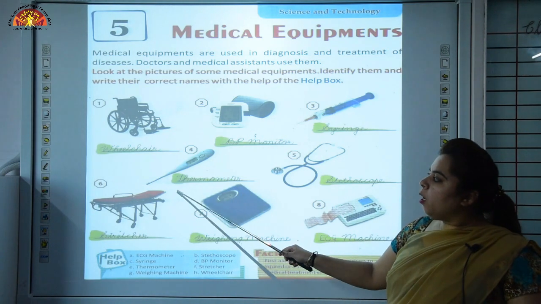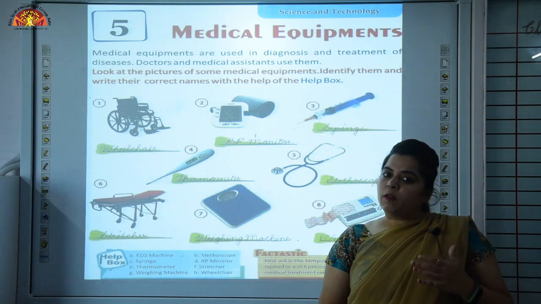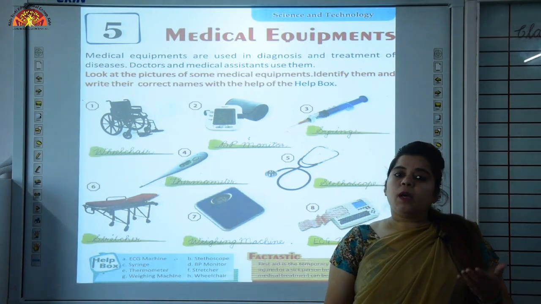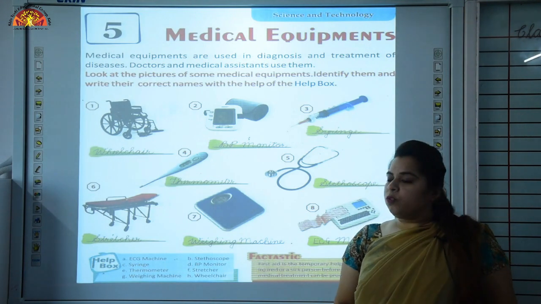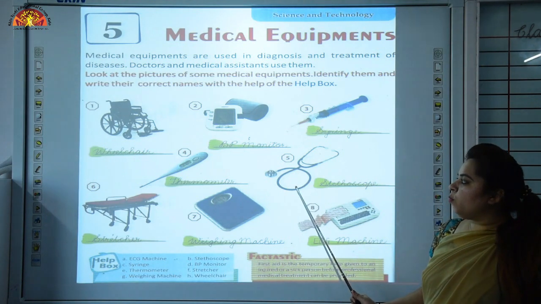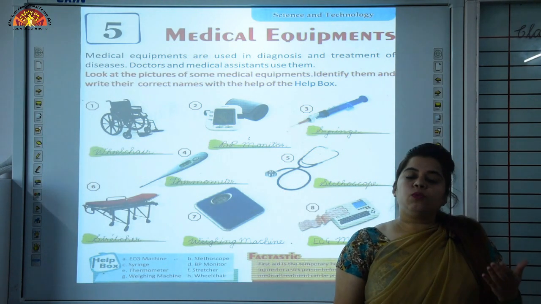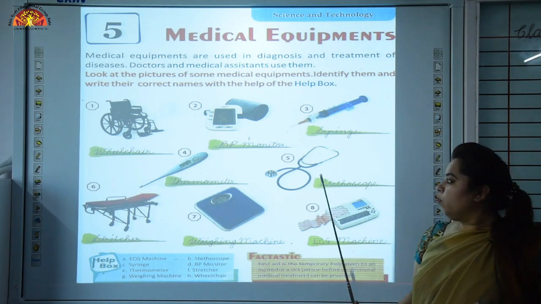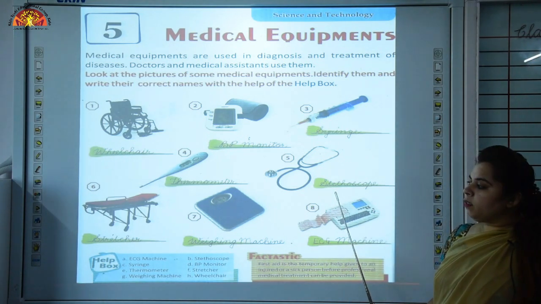This is a thermometer. This medical equipment we have at our homes also and it is used to check the patient's temperature. So, we will write thermometer over here. Next, stethoscope. Okay children, it is used to listen to the sounds coming from the patient's chest. So, we will write stethoscope over here.